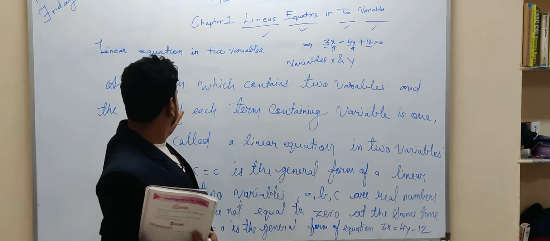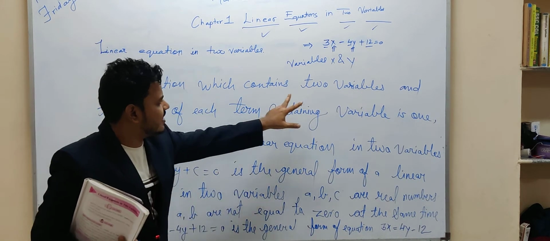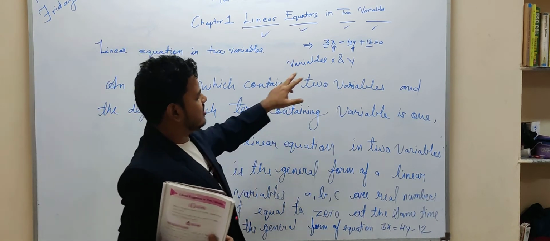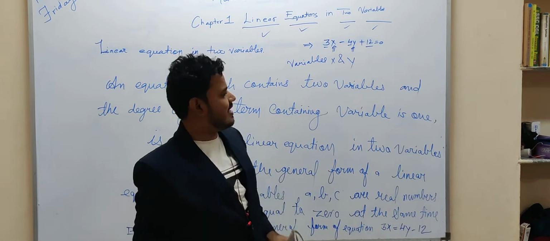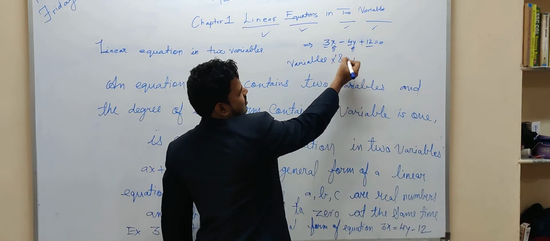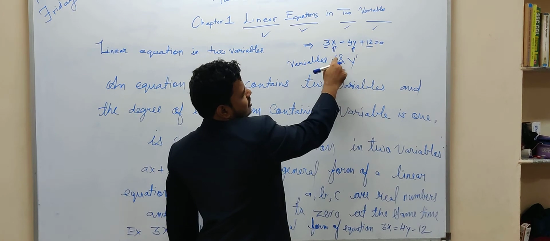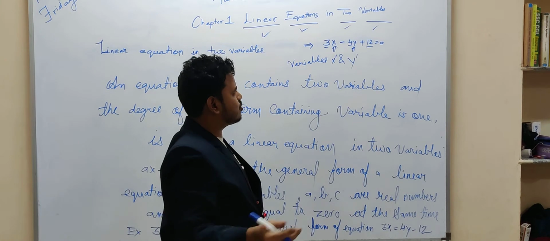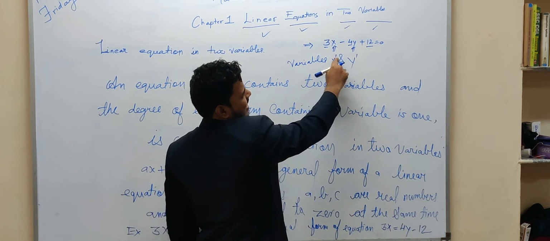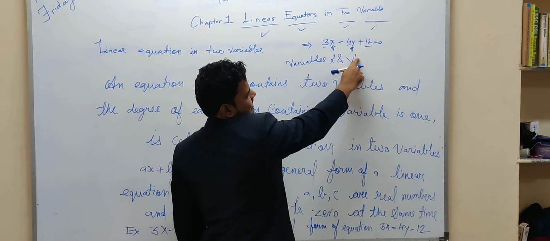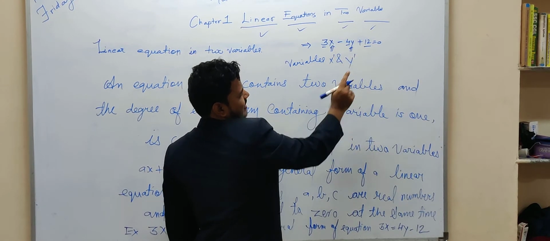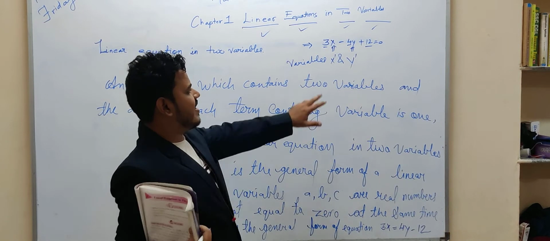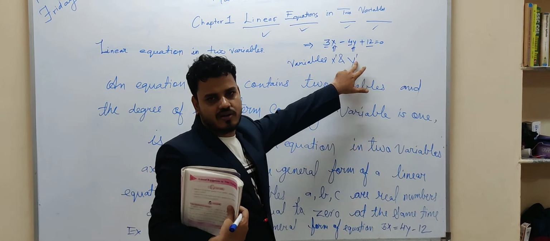An equation which contains two variables and the degree of each term containing variable is 1. Degree means whatever power or index of this variable is there, it is 1. If nothing is written, it is understood as 1. So the power or the degree of the variable is 1. It is not 0, not 2, not 3, not 4. It is only 1. Degree should be 1 for the variables.